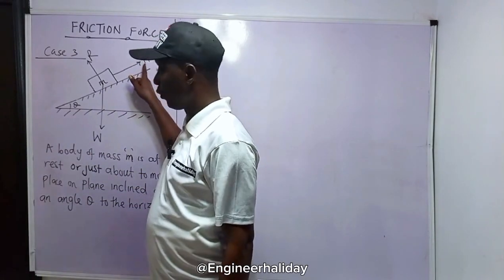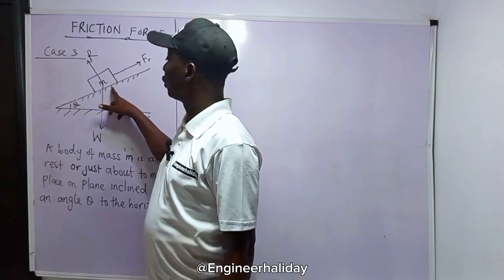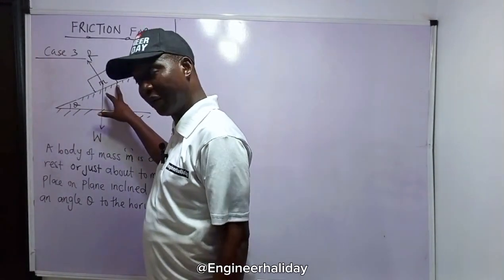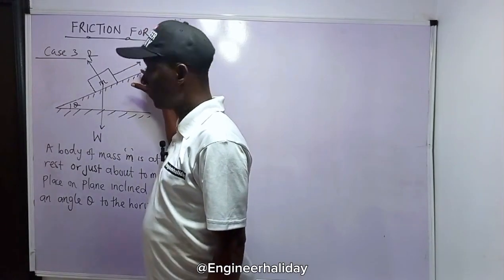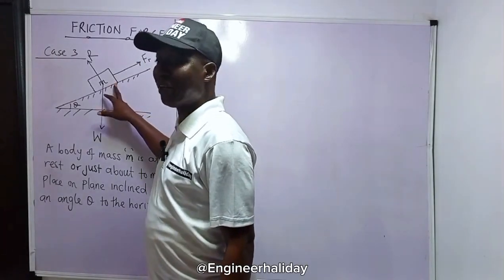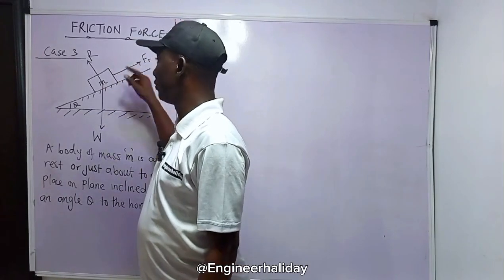Number 1, frictional force. Frictional force comes as a result of what? The rough surface. Because the body is on a rough surface, that's why frictional force will come in. If the surface is smooth, then it will be 0, because for a perfectly smooth surface, the coefficient of friction is 0, and that will make friction 0.